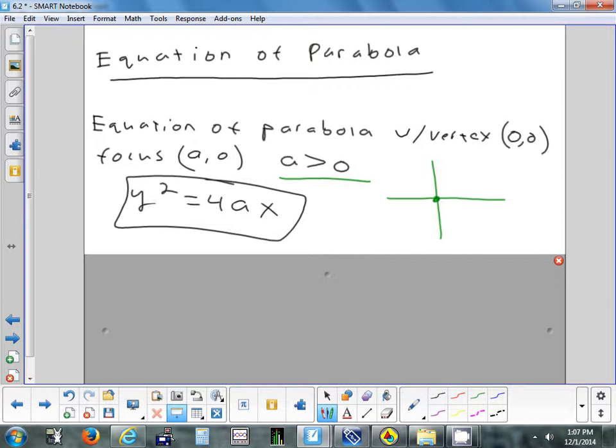So let's just make up an example. Let's say A was 1. Okay, so we'd have the point 1 comma 0. That's my vertex. That's my focus. How would this parabola have to open so that it wraps around the focus? To the right. We'd have to look something like that. So this is the equation of a parabola that opens towards the right.